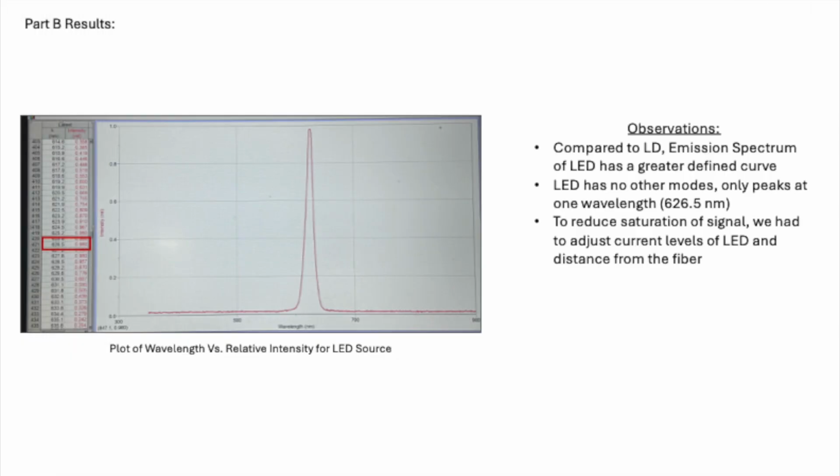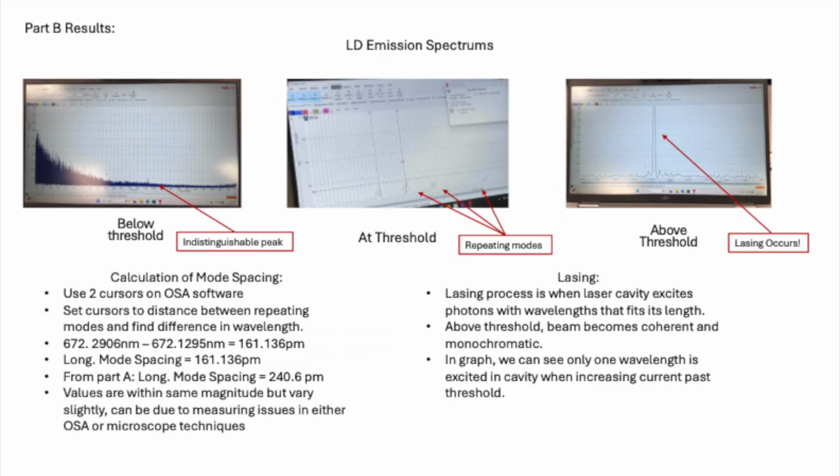For the results, we have our emission spectrum of the LED, which shows the highest peak around 626.5 nanometers. And for the laser diode, we have three graphs at different thresholds showing the lasing process and also the mode spacing calculation, which was slightly different than Part A's.